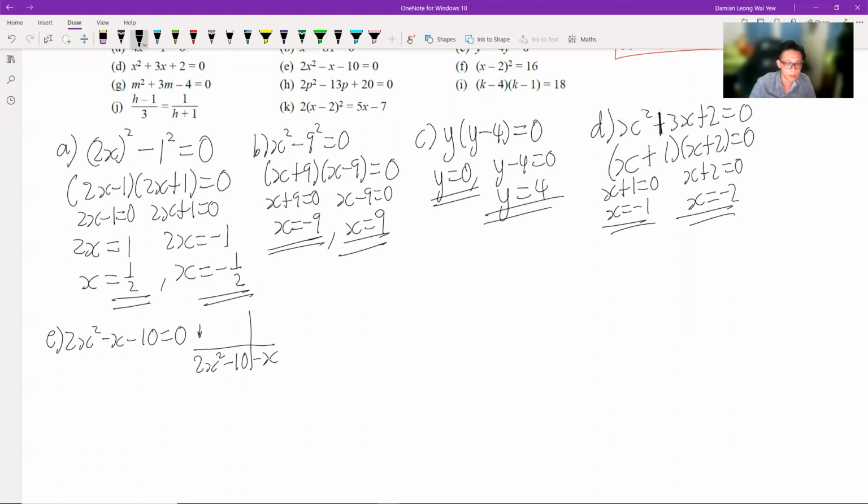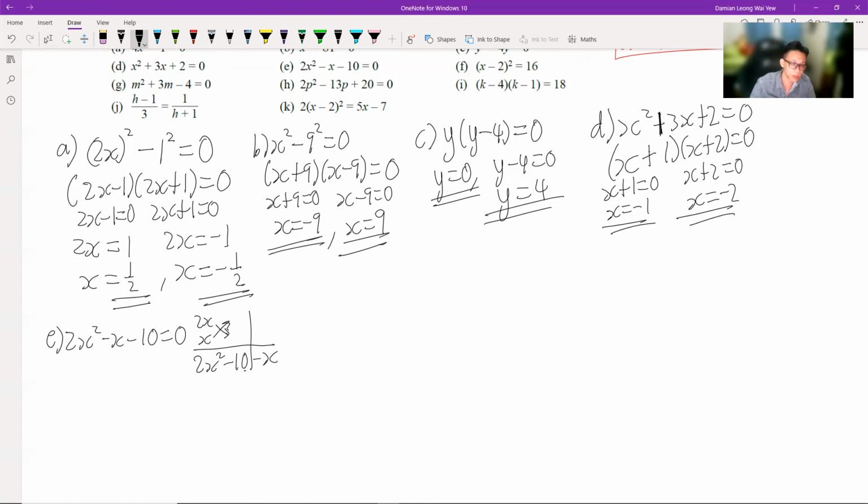So this will multiply. Here and here will multiply to get the number at the bottom. Here and here will multiply to get this. And here will plus. So what happens is, to get 2x squared, it must be 2x multiplied by x. So I need to multiply diagonally.